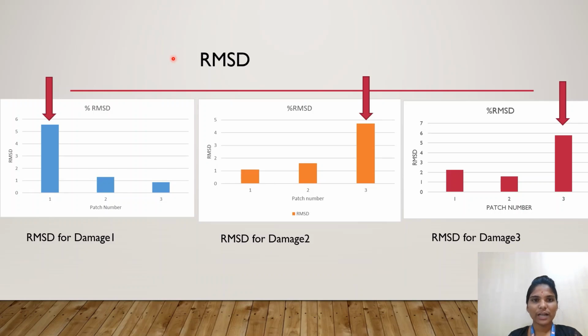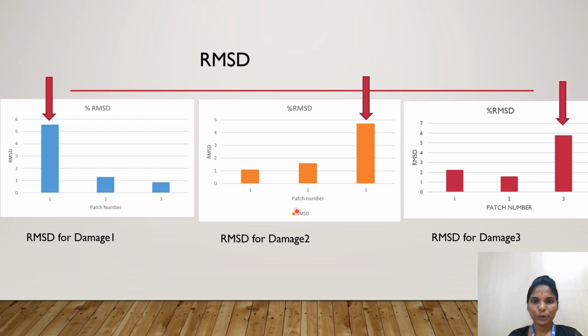Here we have chosen the root mean square deviation technique in order to identify the location of the damage. If we plot the RMSD versus patch number, we can see that for the damage 1 condition, the variation of the RMSD is more near to the PZT patch 1. That means the damage is more near to the PZT1 patch.